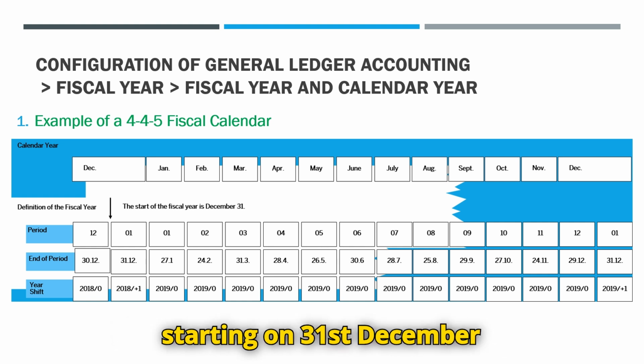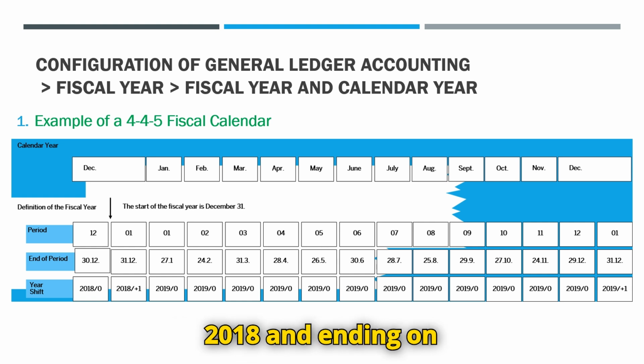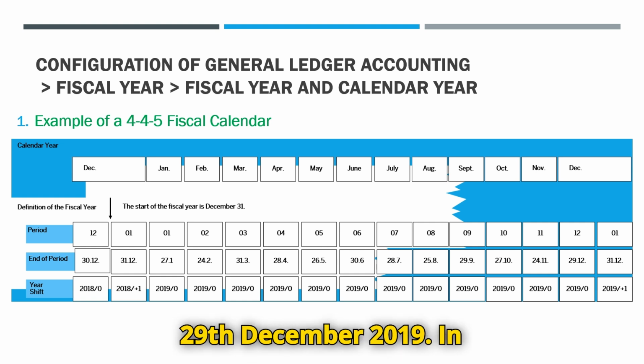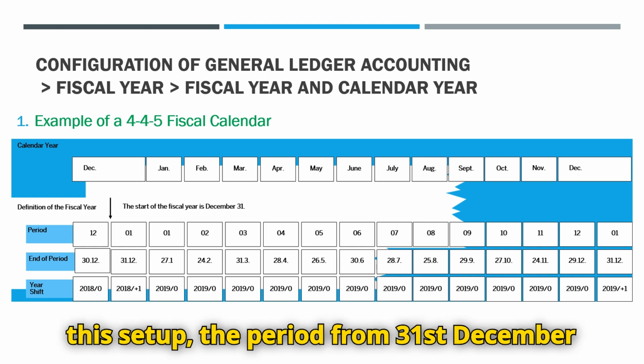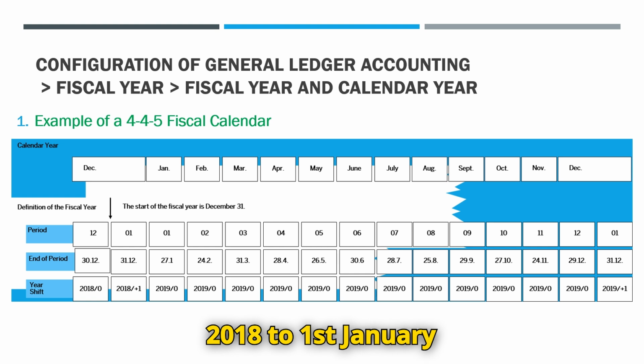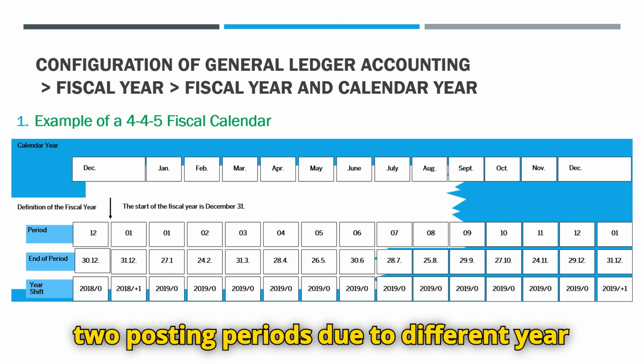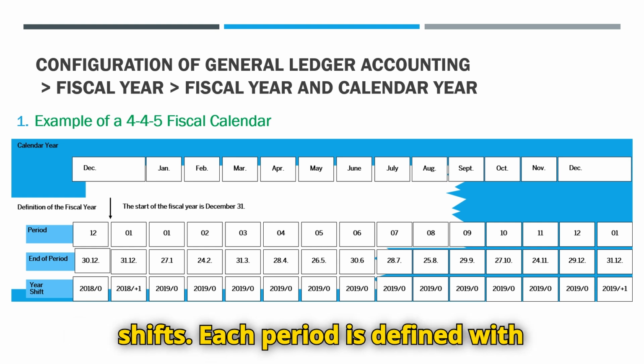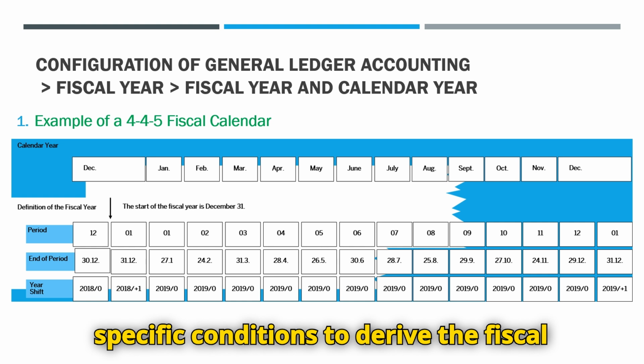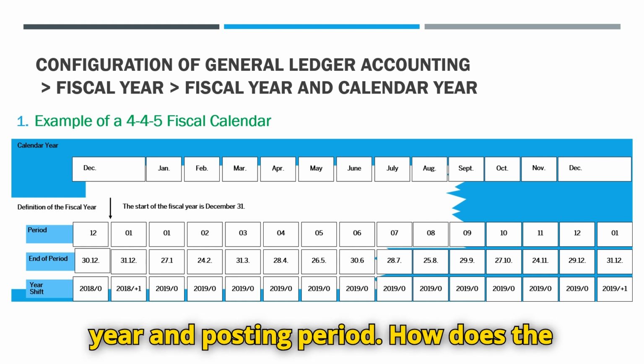Consider the fiscal year starting on 31st December 2018 and ending on 29th December 2019. In this setup, the period from 31st December 2018 to 1st January 2019 must be split into 2 posting periods due to different year shifts. Each period is defined with specific conditions to derive the fiscal year and posting period.